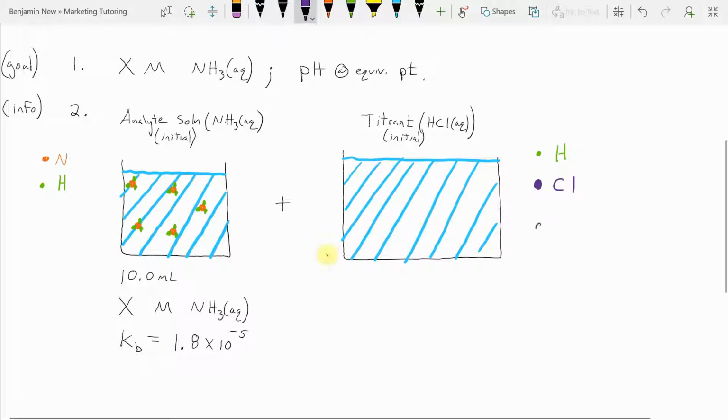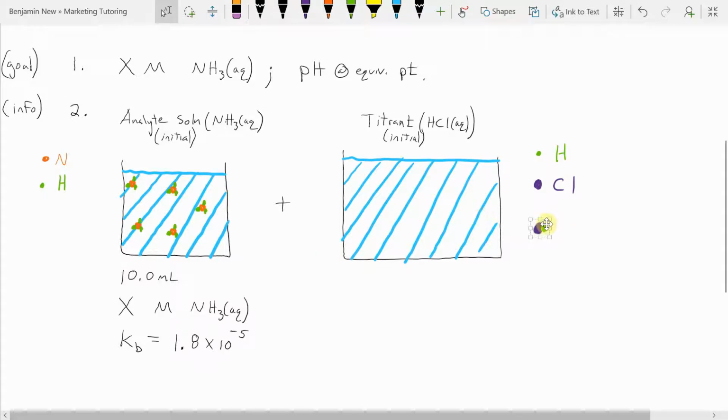All right, HCl is just one Cl atom bonded to one hydrogen atom. And let's say we put 5 of these in here as well.